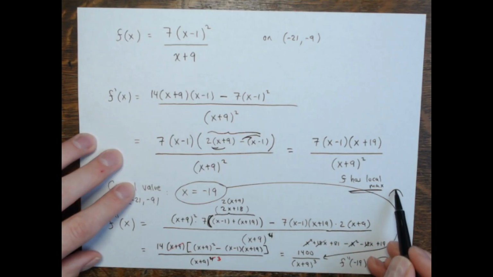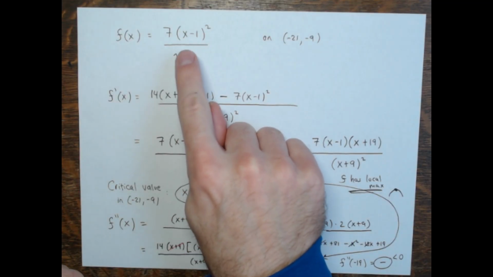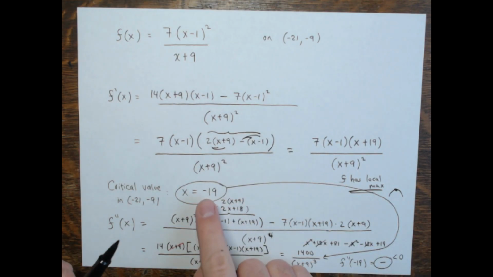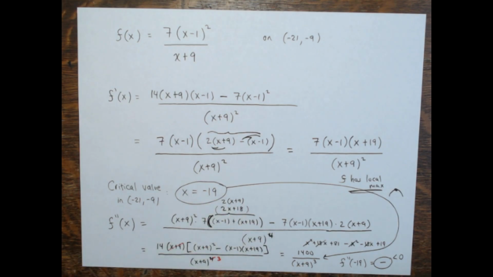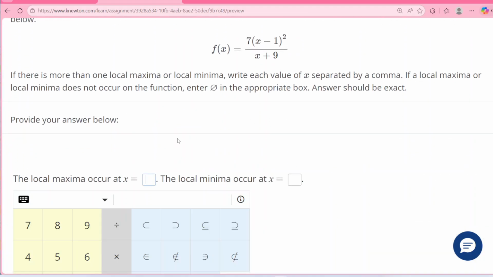Right, we're on a piece of curve that's concave down. We'd have to be at the top of a hill at x equals negative 19. And once again, you can go to Desmos, punch this in, look at the interval just between negative 21 and negative 9, and you'll see that the point at the top of a hill there has x equals negative 19 as the x coordinate.